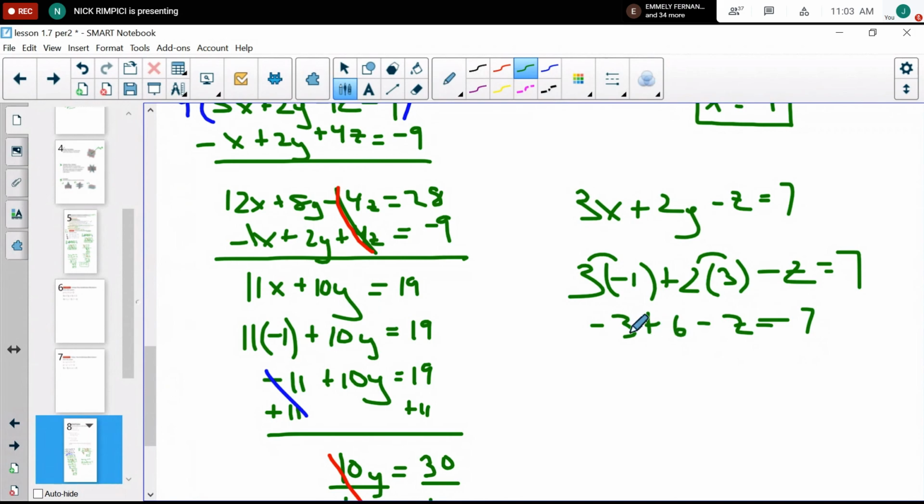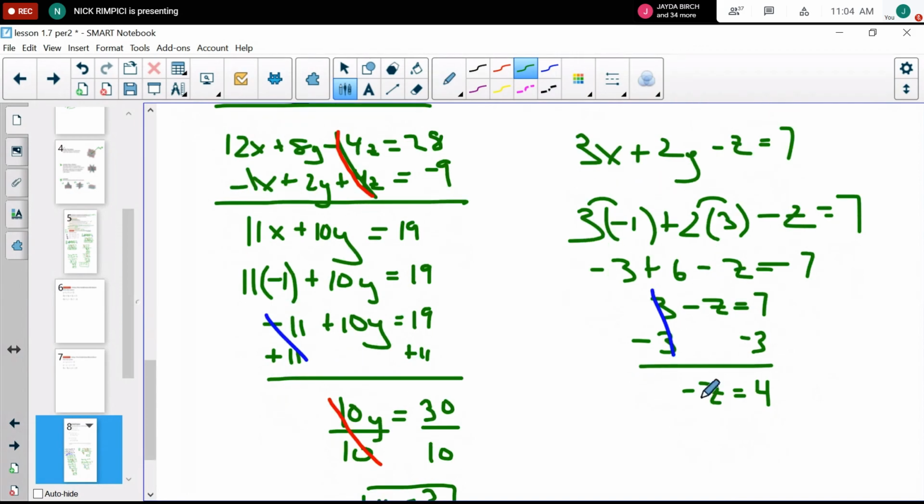I can put -3 and 6 together as +3. And now to solve for this, can I subtract 3 from each side? That looks good. Subtract 3 from each side. And then I have -z equals 4.